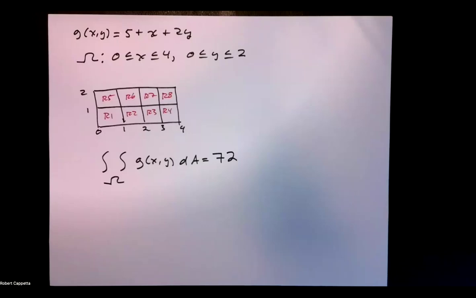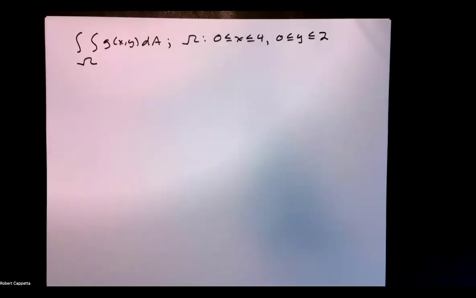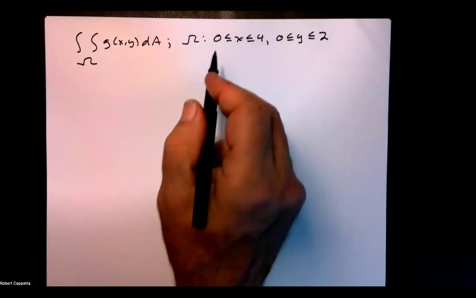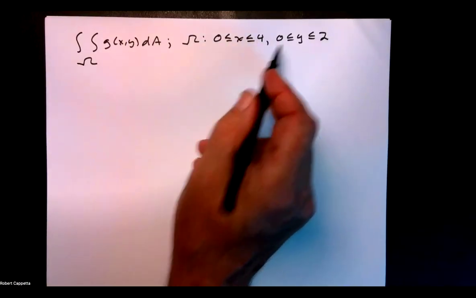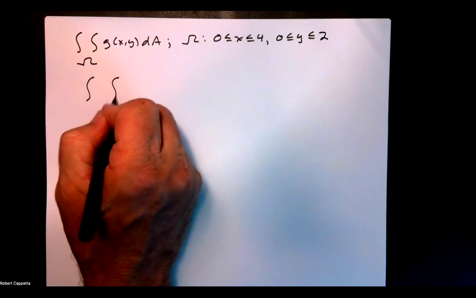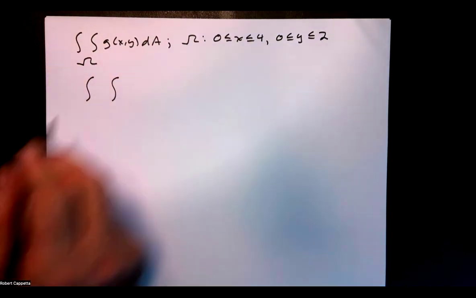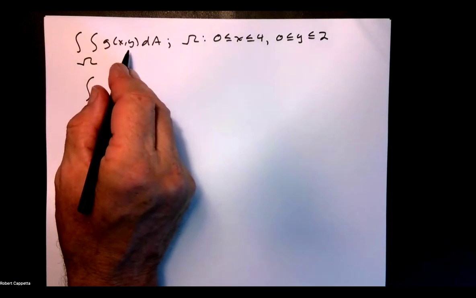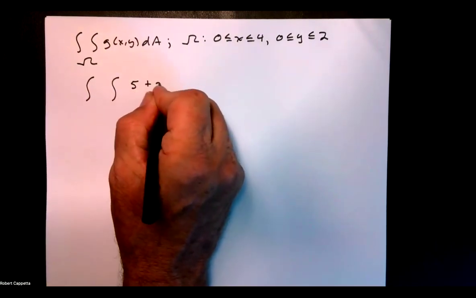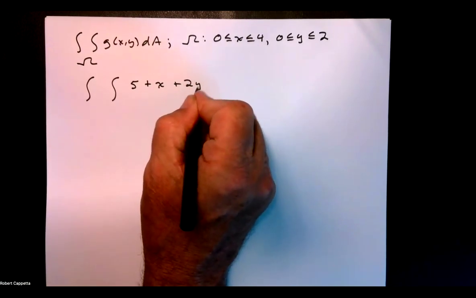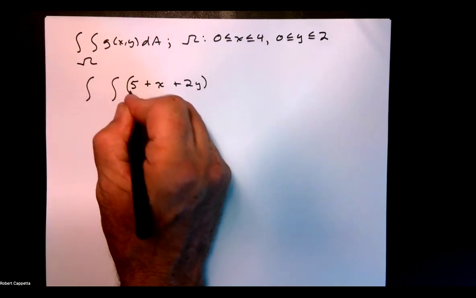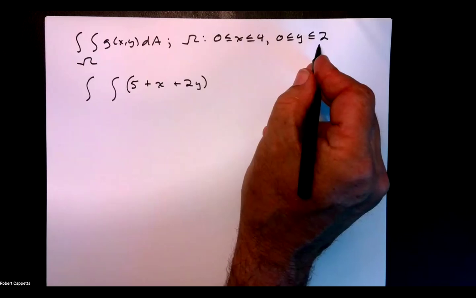Now, how can we evaluate this algebraically? We've used graphs, we've used spreadsheets. Luckily, this one is relatively easy for us to do. So this is what we're working with, double integral over omega of g of xy dA, where omega is defined by x from 0 to 4, y from 0 to 2. But we're going to write this in a slightly different way. What was g of xy? g of xy was 5 plus x plus 2y. Now, what did y range from? y ranged from 0 to 2.